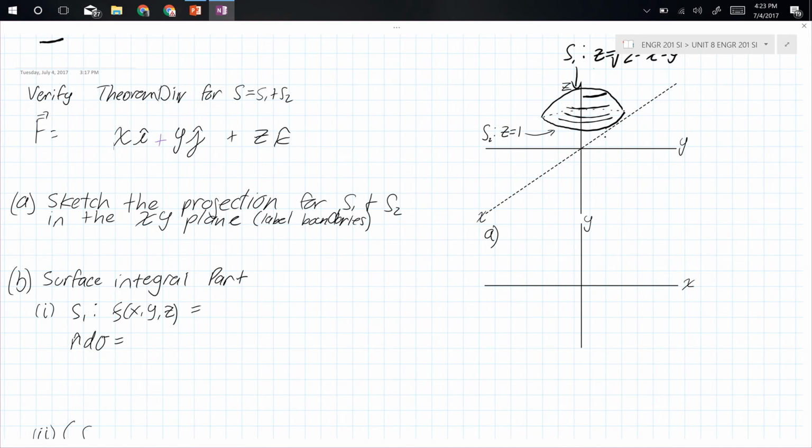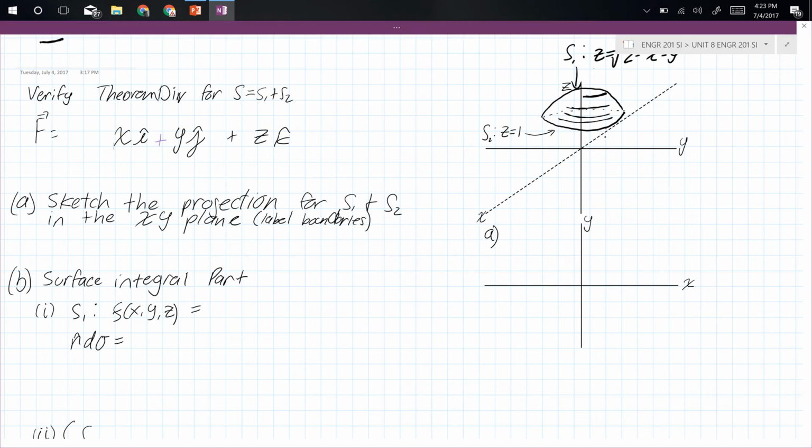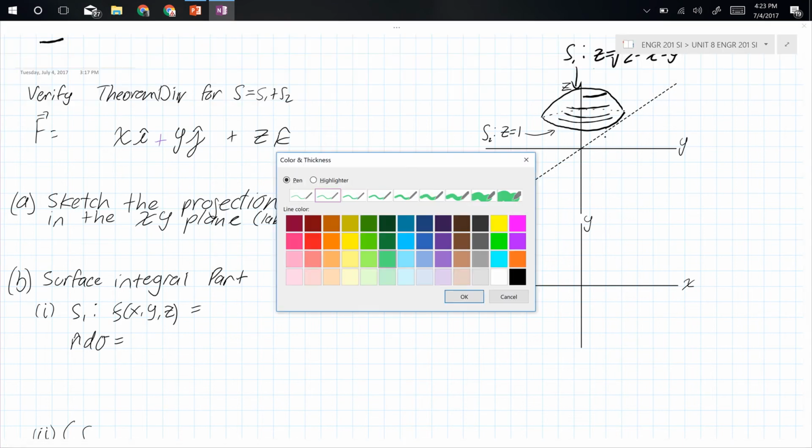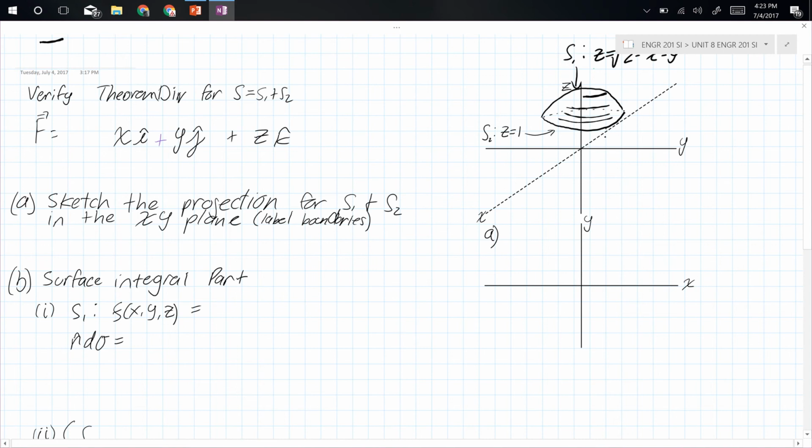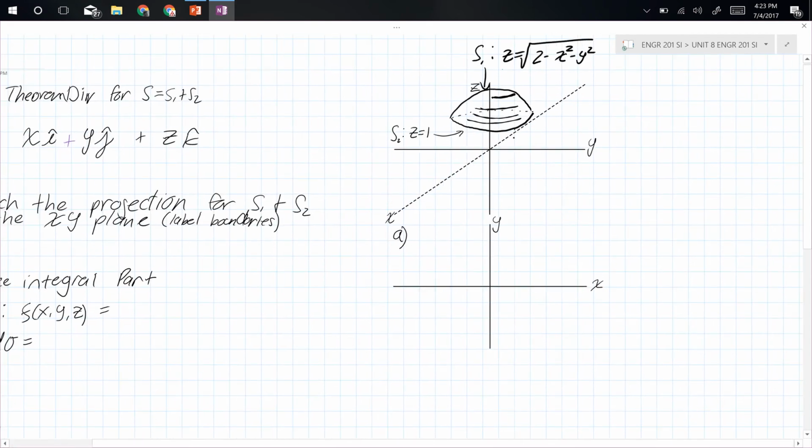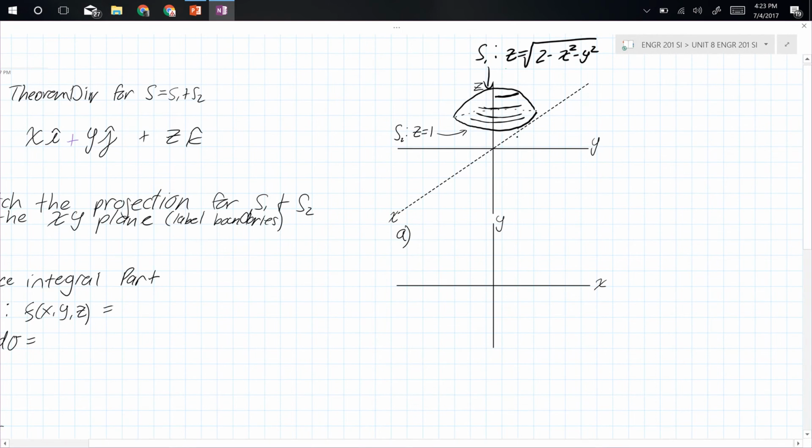So the first part is to project S1 and S2 into the yx plane. Looking at it, this is S1. Sorry, you can't see it very well, this thing's in the way. S1 is part of a sphere. It is a sphere, because if you rewrite it, you get z squared plus x squared plus y squared equal to 2, which means rho squared equals 2, which means rho is equal to the square root of 2. So let's write that out because I want to use this later anyways.